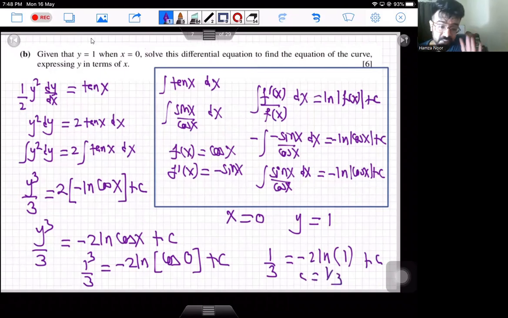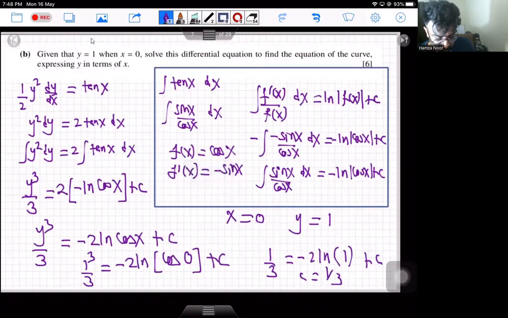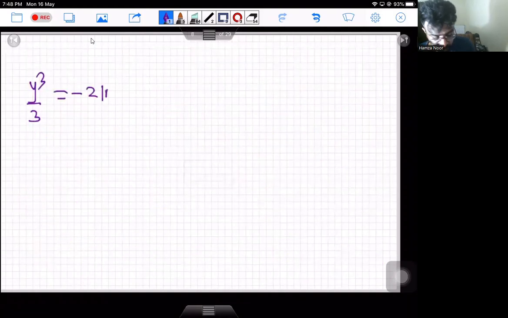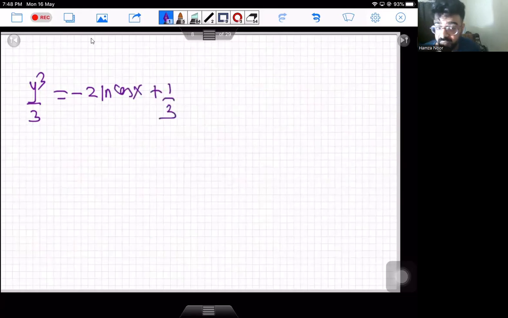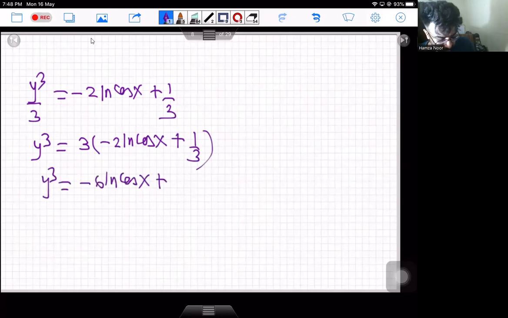We need to express y in terms of x as well. We need to make y the subject of the equation. So far what we have achieved is y cube over 3 equals minus 2 ln cos x plus 1 over 3. So you need to make y the subject. First of all, make y cube the subject. So y cube equals 3 multiplied by minus 2 ln cos x plus 1 over 3. So y cube equals minus 6 ln cos x plus 1, or you can write y cube equals 1 minus 6 ln cos x.